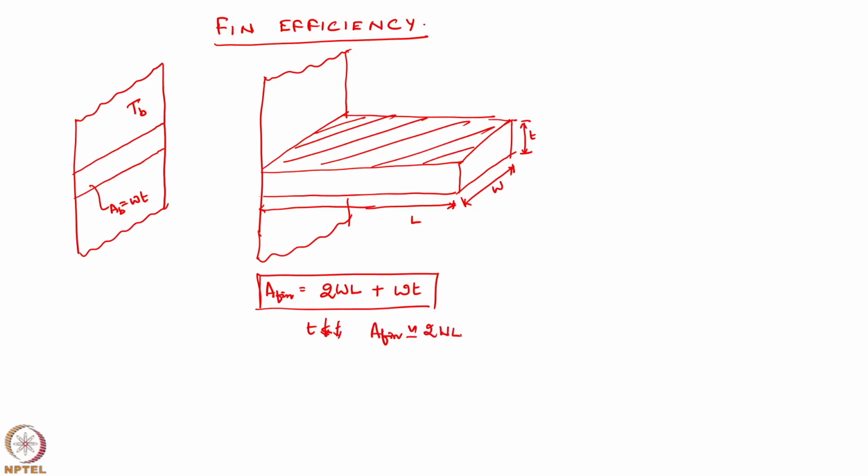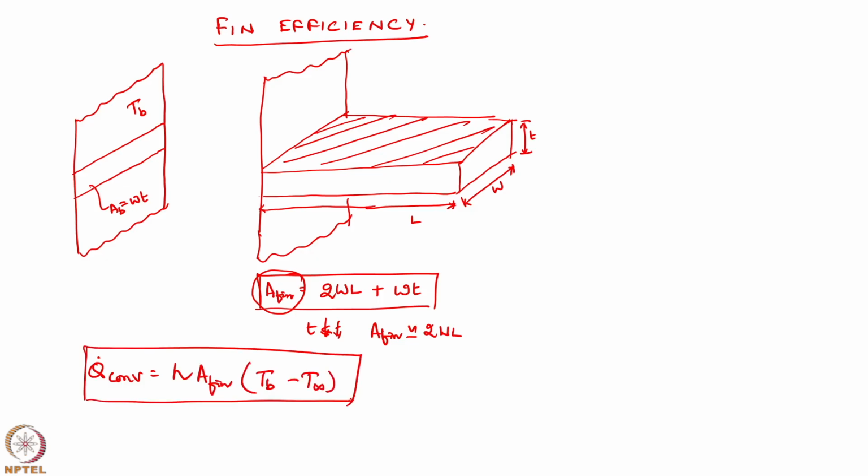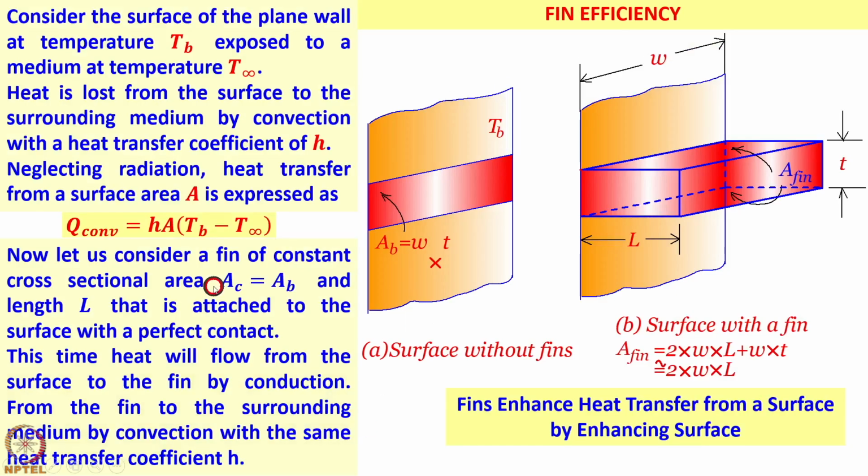So, fins enhance the heat transfer by increasing this area. Q dot convection now is occurring because of both the fin and the unfinned surface. So, Q dot convection is equal to H into the area of the fin into TB minus T infinity. Now, let us consider a fin of constant cross sectional area AC equal to AB. This time the heat will flow by conduction from the fin to the surrounding medium by convection with the same heat transfer coefficient H.